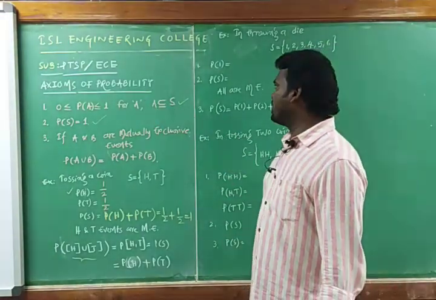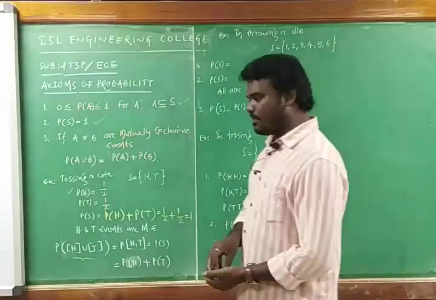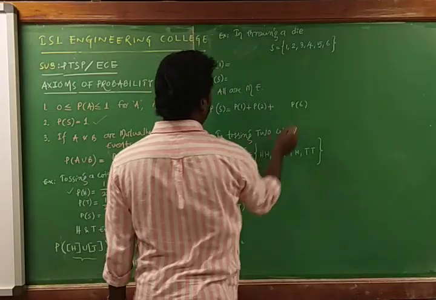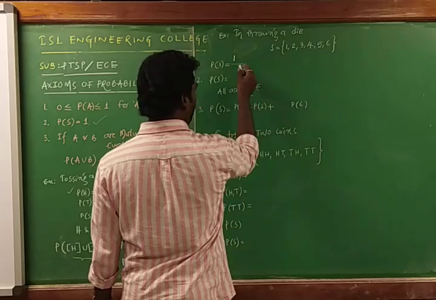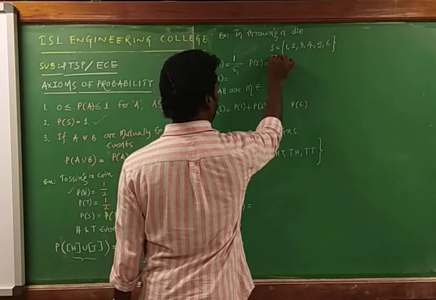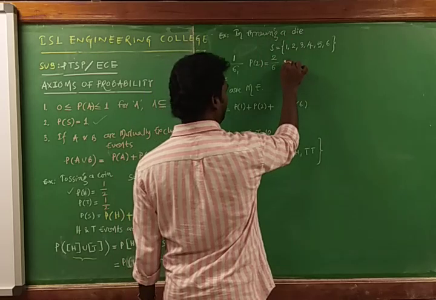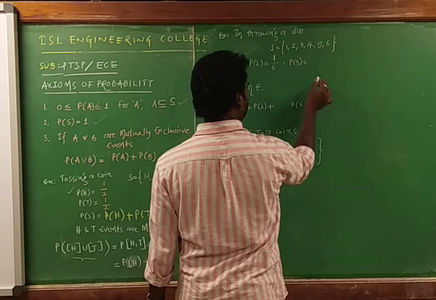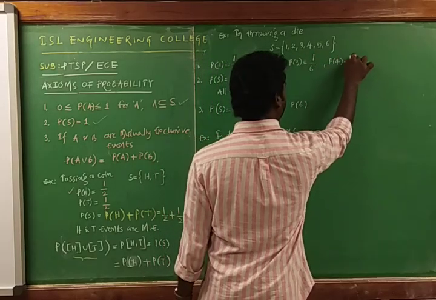Then I am going to verify this. First I should verify the probability of each event in the sample space. Probability of 1: the number of favorable cases is 1, and the total number of exhaustive cases is 6. Probability of 2 is what? We can have only 2, which is 1 case, and the total number of possible outcomes is 6. Probability of 3 is also 1 by 6. Probability of 4 is also 1 by 6.